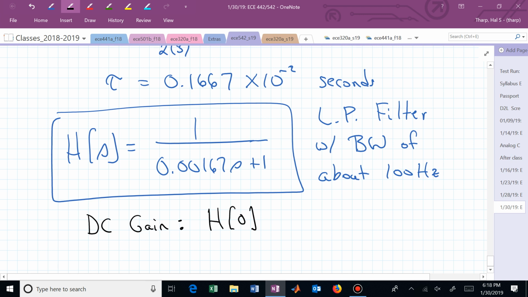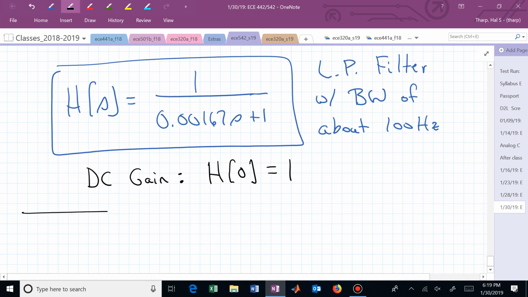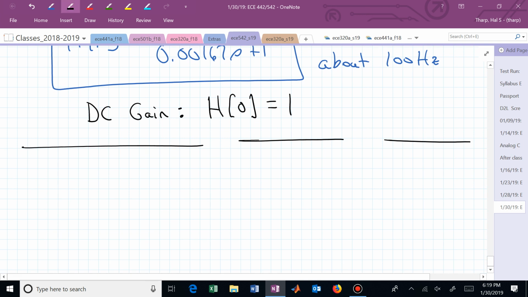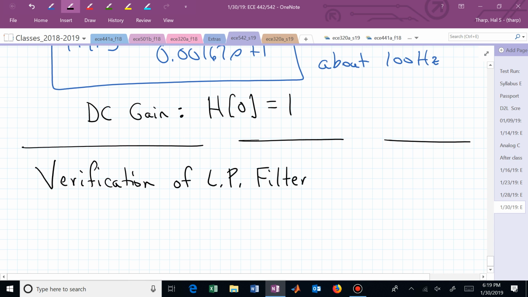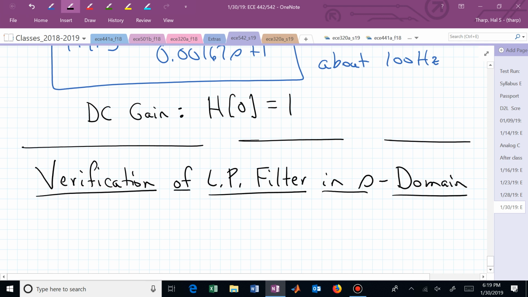We look at DC relative to s. s equal to 0 is the DC frequency. That's 0 frequency. We evaluate H at s equal to 0, and we find that the DC gain is 1. What if we now wanted to verify this behavior, or this design, verification of the low-pass filter in the s domain? And hopefully these steps we will start to see reproduced in the discrete time setting.